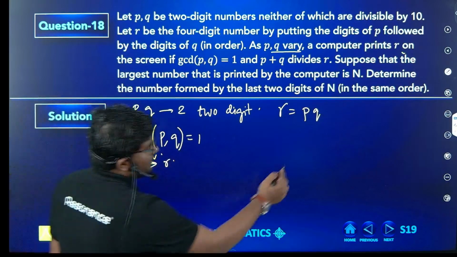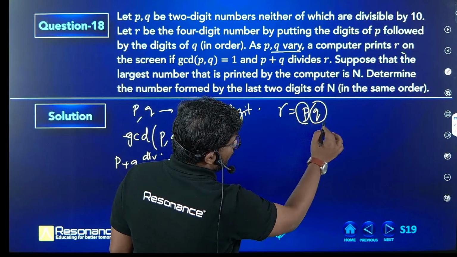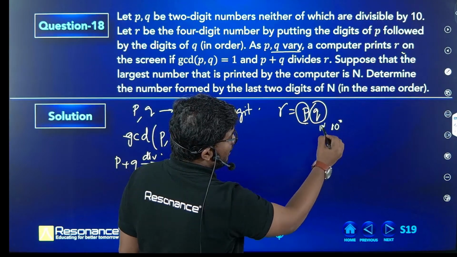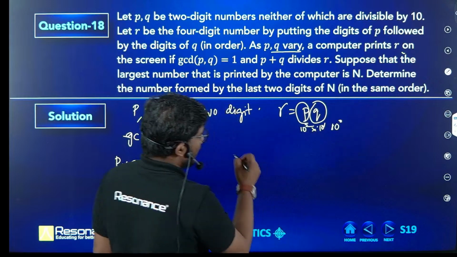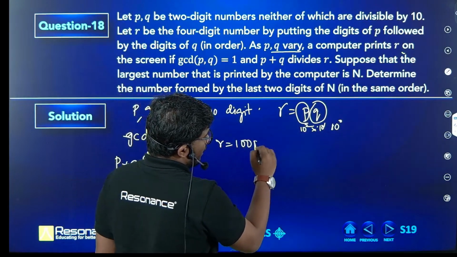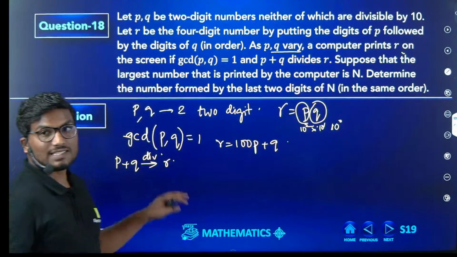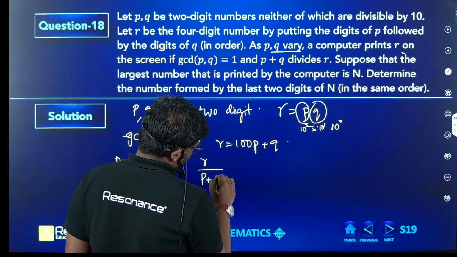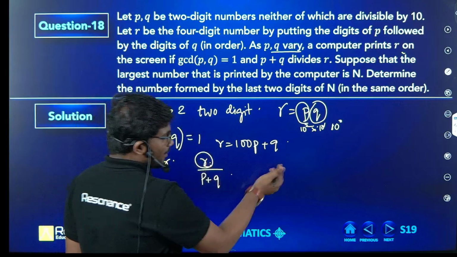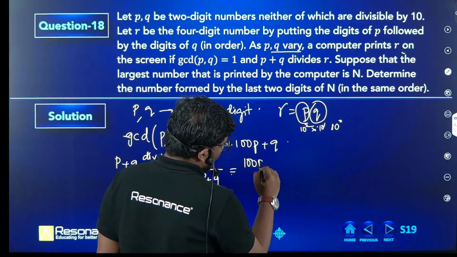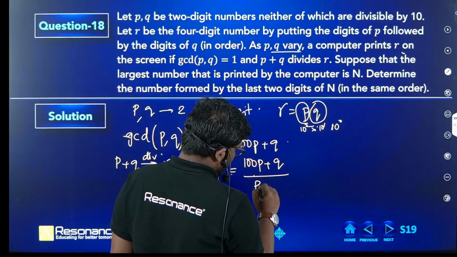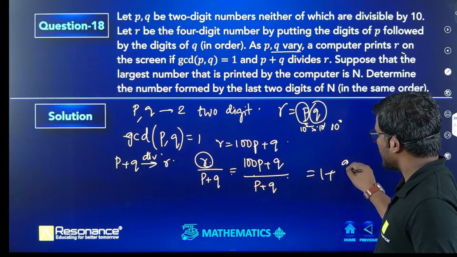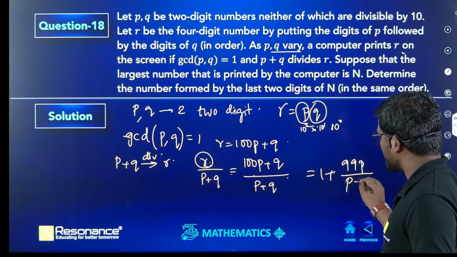So obviously, Q is a two-digit number, so this would be 10 power 0, 10 power 1, 10 square, right? So R would be 100P plus Q. Now R is divisible by P plus Q. So R is what? 100P plus Q. So that's 100P plus Q by P plus Q, which is 1 plus 99P by P plus Q.